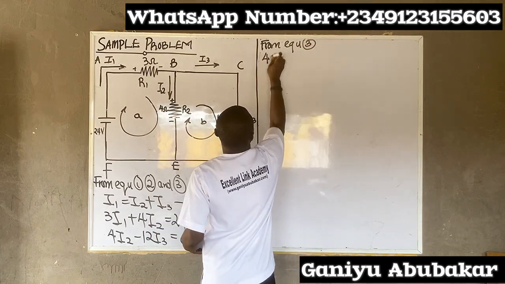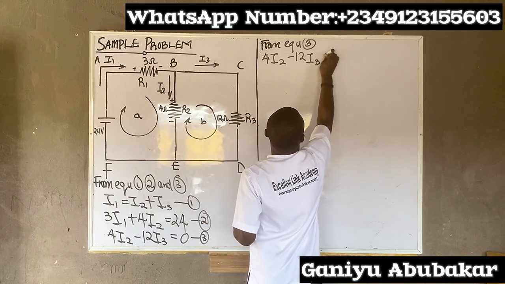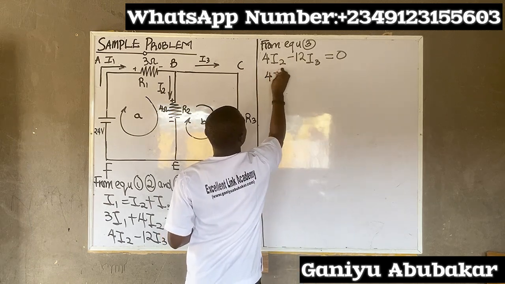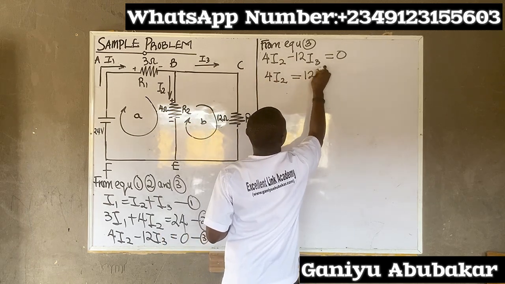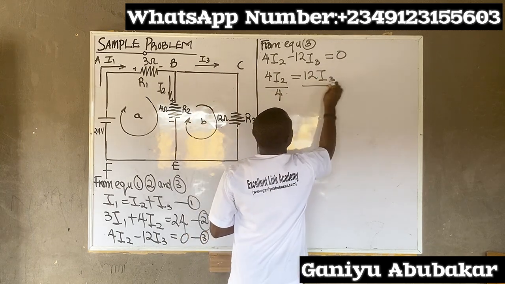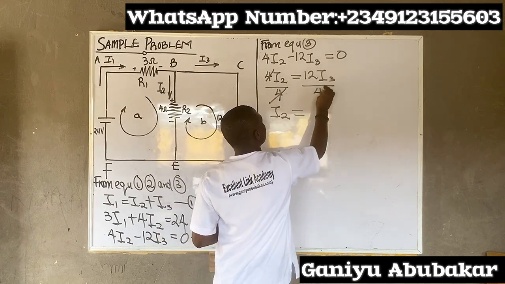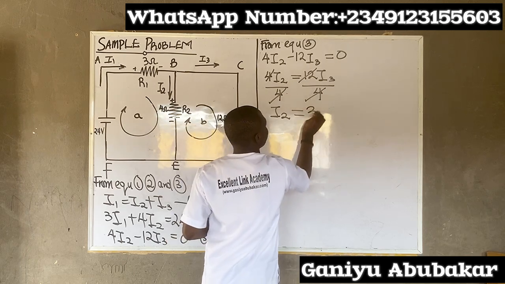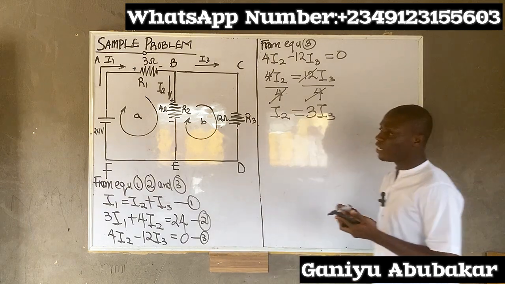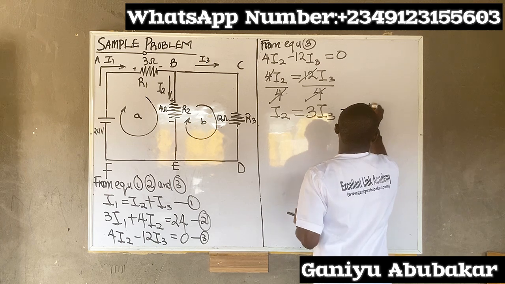I have 4I2 minus 12I3 equal to 0. So I have 4I2 equal to 12I3. Divided by 4, this cancels this. I have that I2 is equal to 3I3. So bear in mind that I2 is equal to 3I3. I can call this my equation 4.